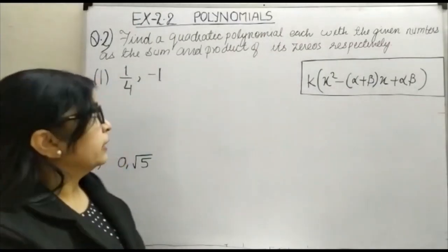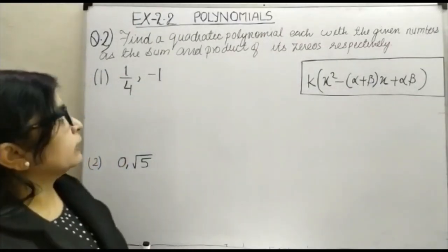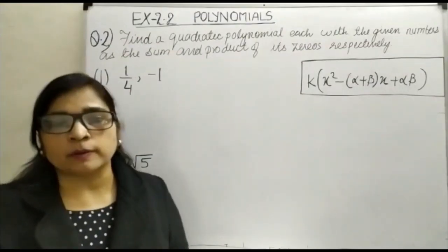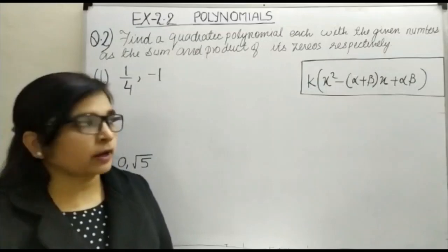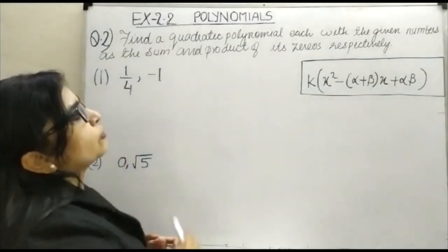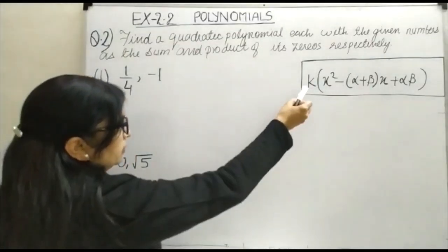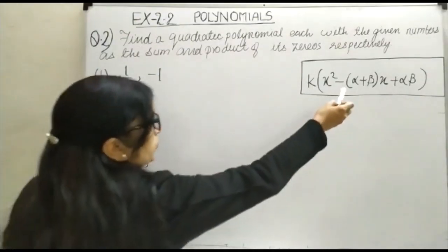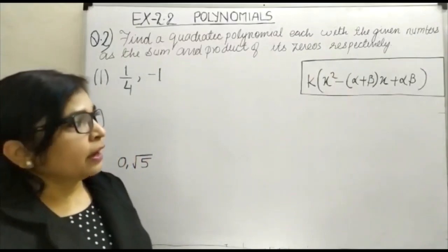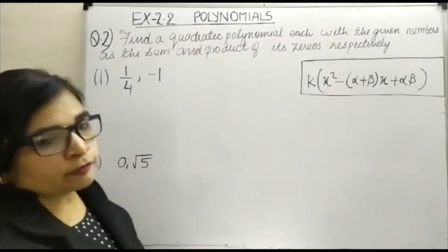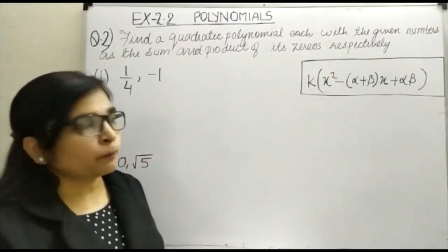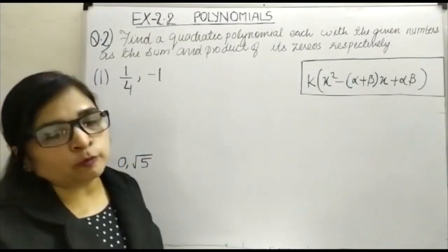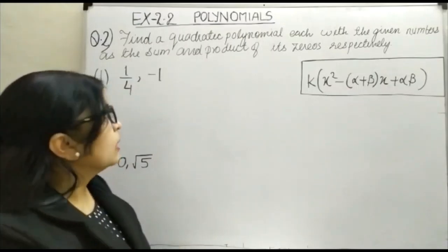Hello everyone. In polynomials, we are going to see how a quadratic polynomial can be formed if the sum and product of its zeros are given. We have one formula that you can see here. It is k, a constant, times x square minus (alpha plus beta) x plus alpha beta. You know that alpha plus beta is your sum, and alpha beta is your product. If you are given the sum and product, then with this formula you can frame the quadratic polynomial.